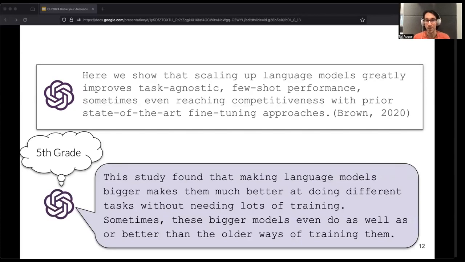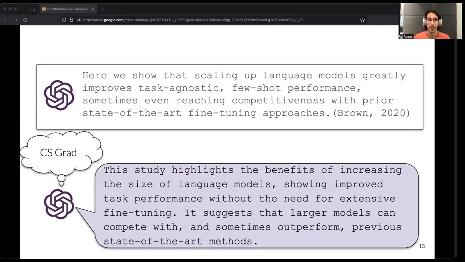This is what I get when I ask ChatGPT to explain this text like I was a fifth grader: "This study found that making language models bigger makes them much better at doing different tasks without needing lots of training. Sometimes these bigger models even do as well or better than the older ways of training them." And this is what I get when I prompt ChatGPT with a CS graduate student: "This study highlights the benefits of increasing the size of language models, showing improved task performance without the need for extensive fine-tuning. It suggests that larger models can compete with and sometimes outperform previous state-of-the-art methods."